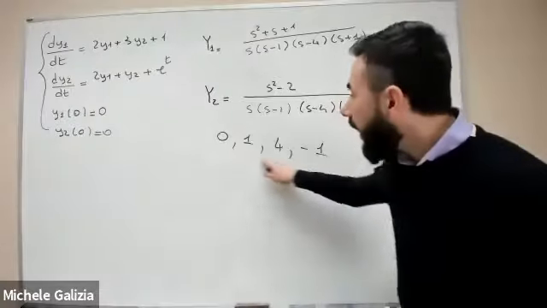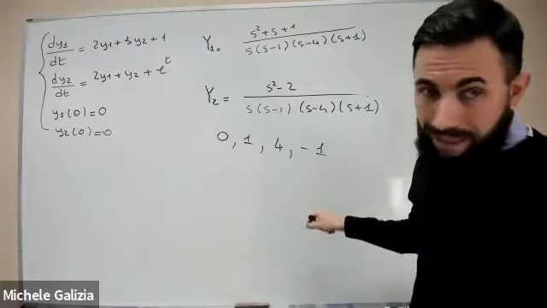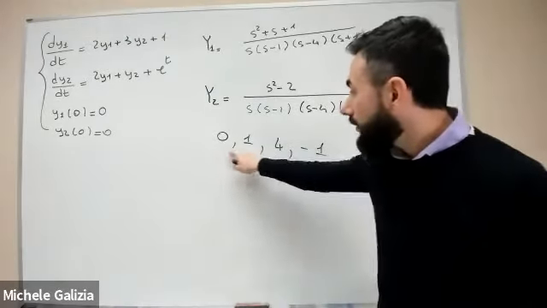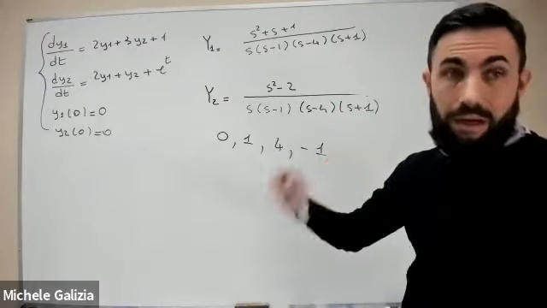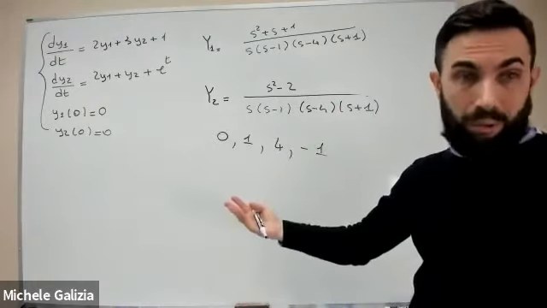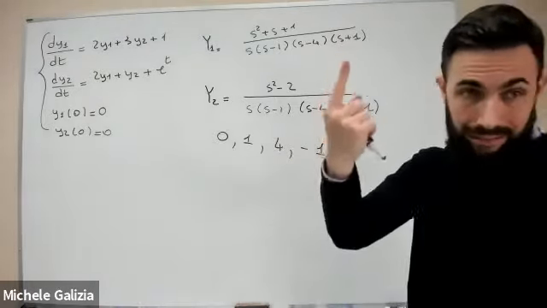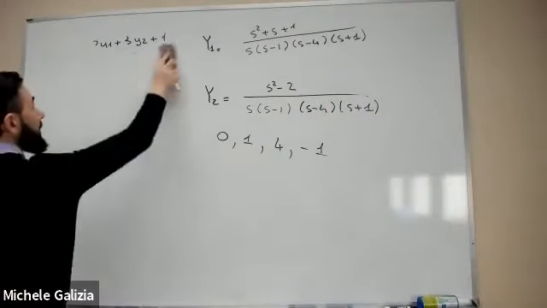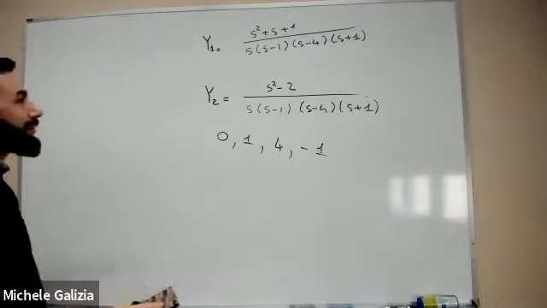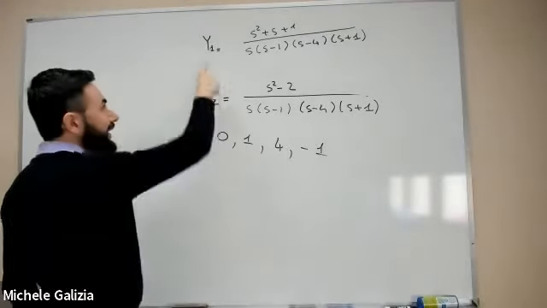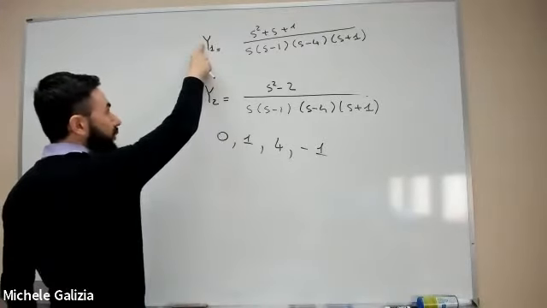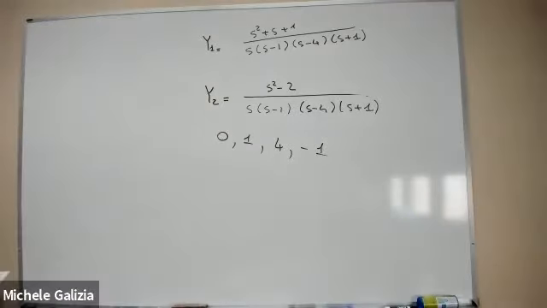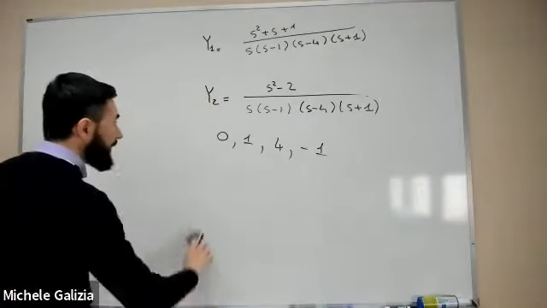Because all of these are real, no complex numbers. All of these are real, and all of them are distinct. There are no repeated poles. And so we can apply the first Heaviside theorem. Unfortunately, we have to do this twice because we have to apply the Heaviside theorem to anti-transform y1 and anti-transform y2. So let's start with y1.